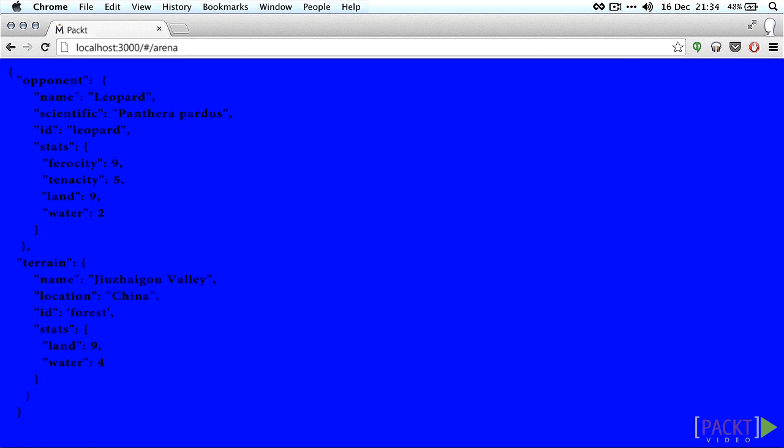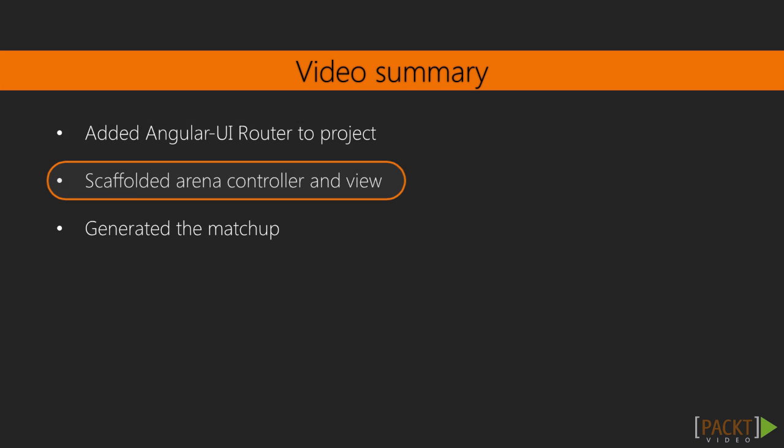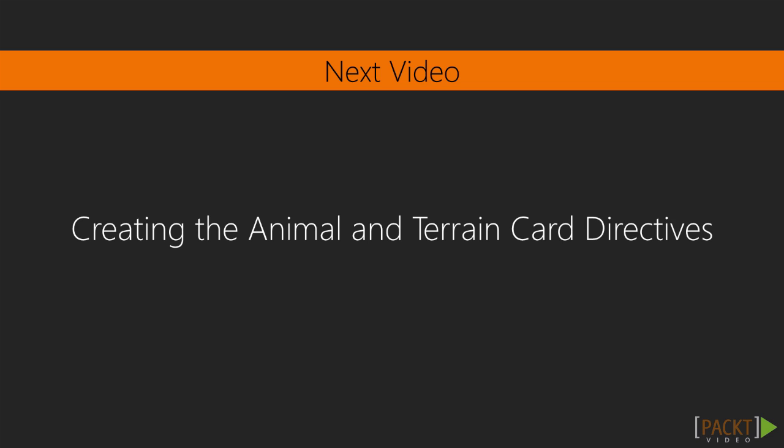Alright, cool. In this section, we've added an Arena state to our project using Angular UI Router. We've created an Arena controller and view, and finally, we generated a matchup using our earlier service logic to show it in the view. Next up is creating the animal and terrain card directives, so we can present our animals and terrain in a nice, reusable way.